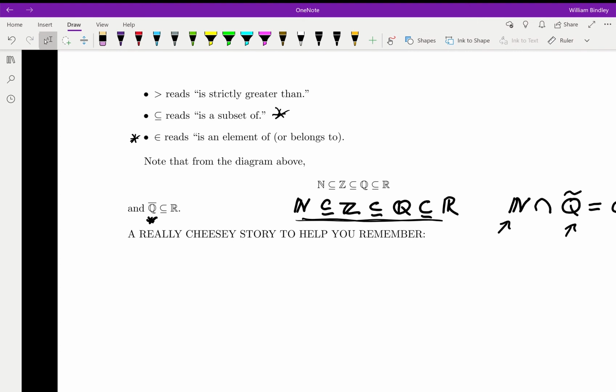Anyways, here is a cheesy story to help you remember how all of these sets are related, in terms of the subset relation.